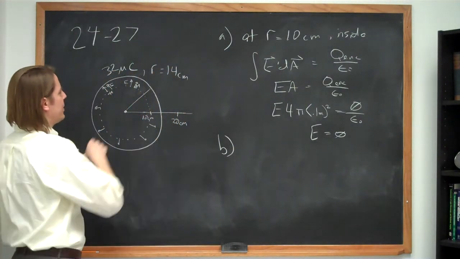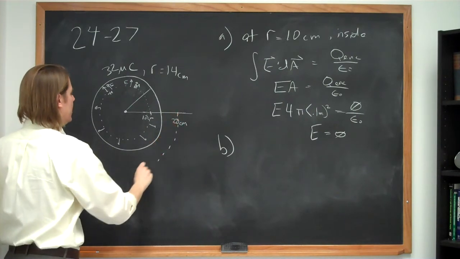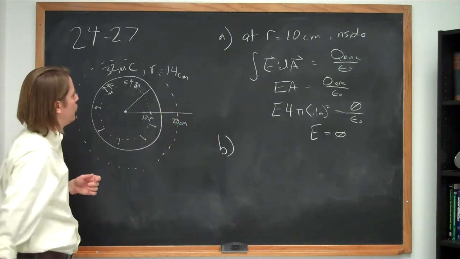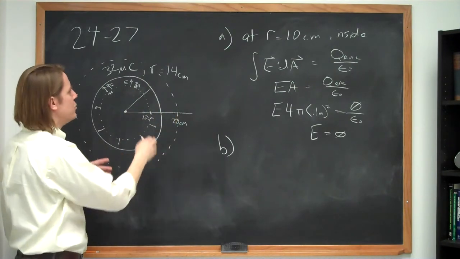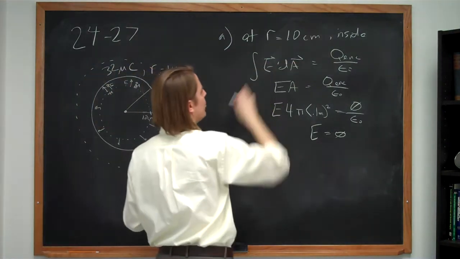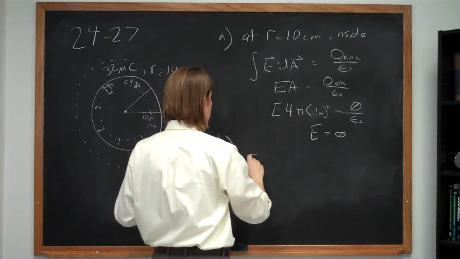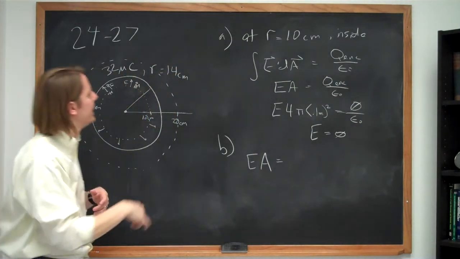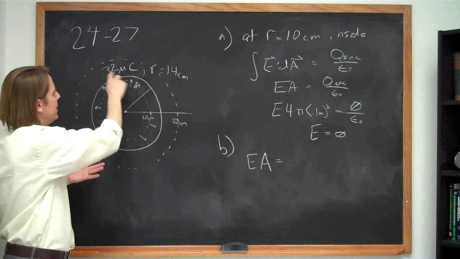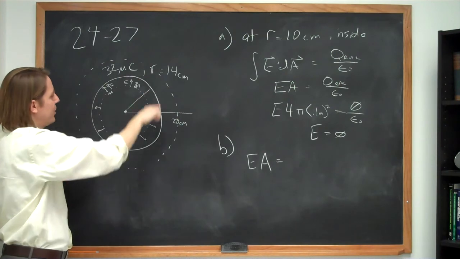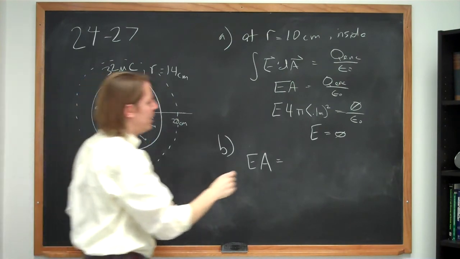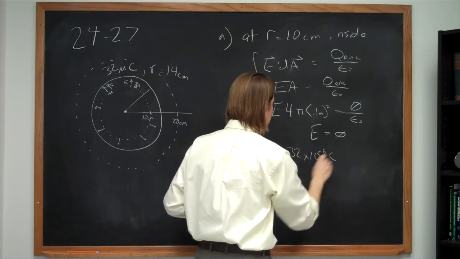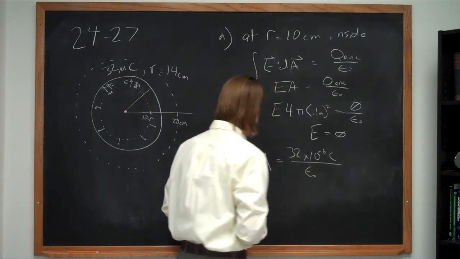Part B is the same question out here, and R equals 20. So you do the same thing. You draw a Gaussian sphere, you use symmetry arguments to turn this into a simpler integral. So you say EA equals, again, Q enclosed over epsilon naught. And now, Q enclosed is what? It's 32 microcoulombs. It's spread evenly over the surface, but it's all enclosed. So it's equal to 32 times 10 to the minus 6 coulombs over epsilon naught.